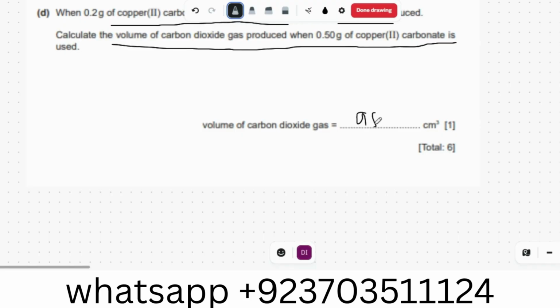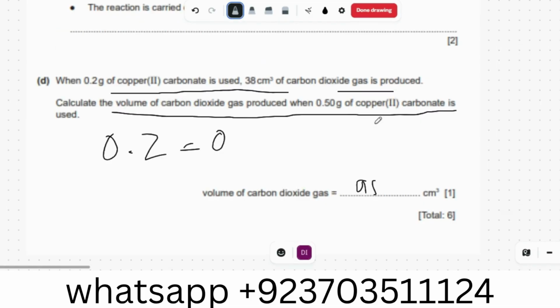You can do it from this method. I will write here. So 0.2 produces 38. So 0.5 produces how much? X. So you will cross multiply it and that will give you 95 centimeter cube.